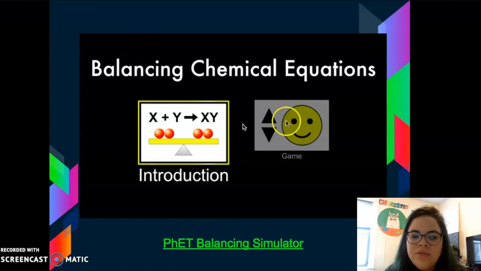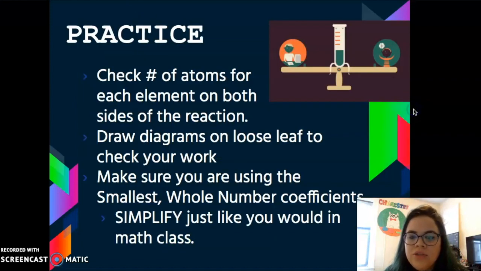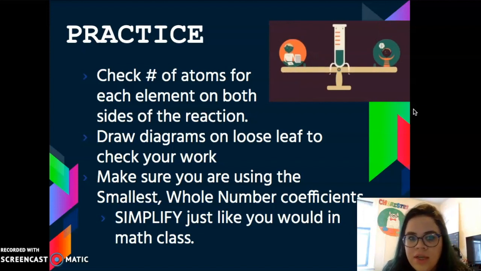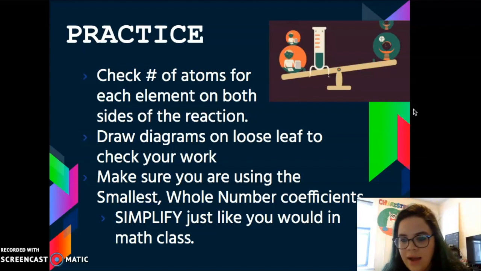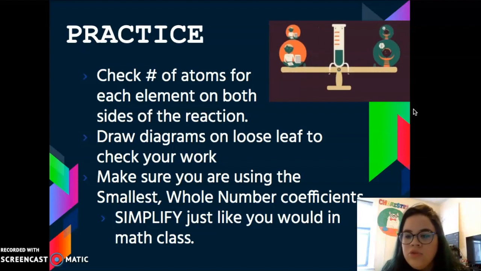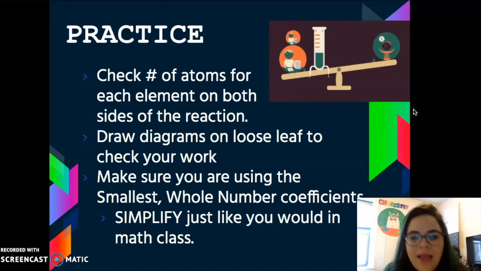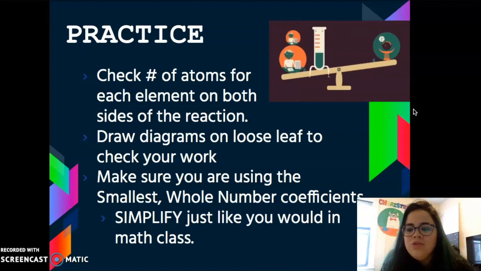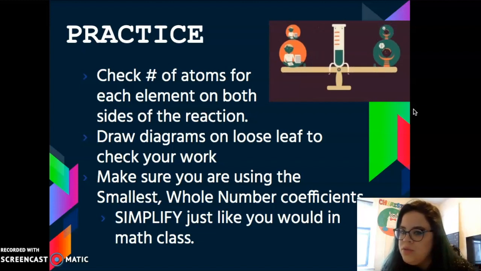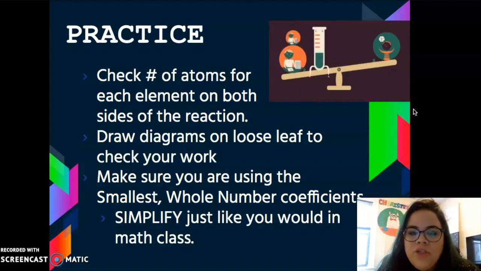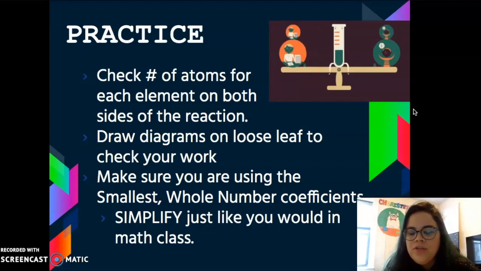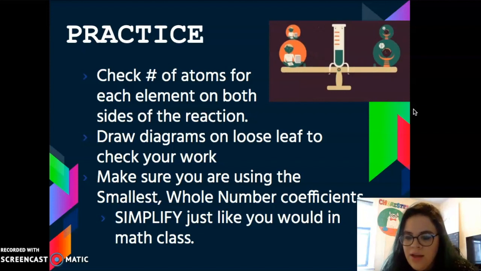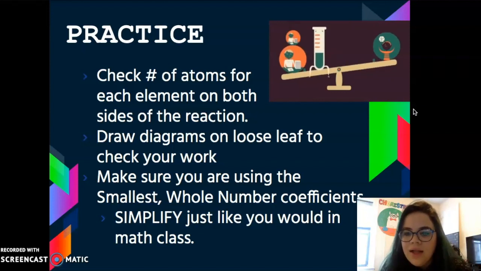I'm going to go back to the slides really quickly. And as you're doing this, there's a couple of things I want you to remember. You are looking to check the number of atoms before and after. You are welcome to draw the diagrams on loose leaf. I highly, highly recommend it. If we were in class, I would be giving you guys whiteboards at this time. So just use pen and paper, pencil and paper. You should always balance in pencil. And just see what you can do. When you check your answers, make sure your coefficients are in the smallest whole number ratios. And what I mean by that is just simplify like you would in math class.